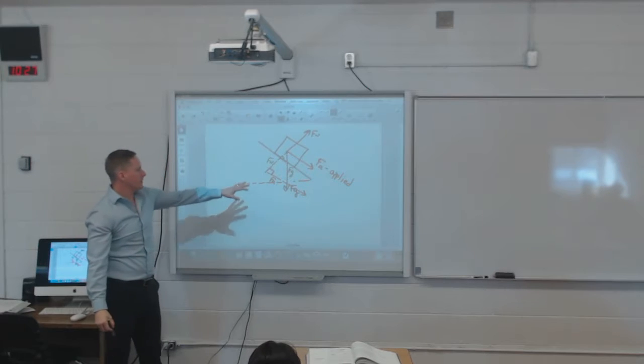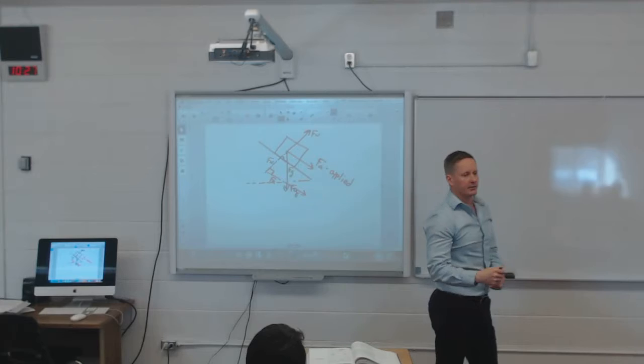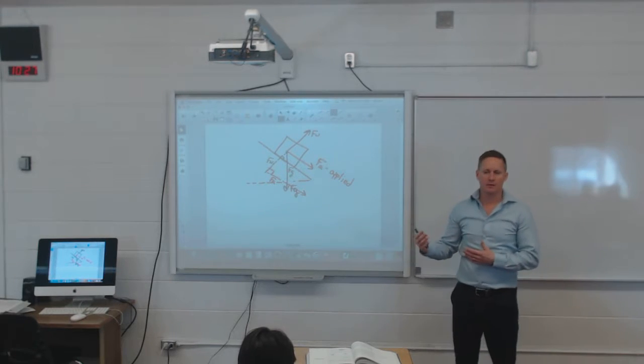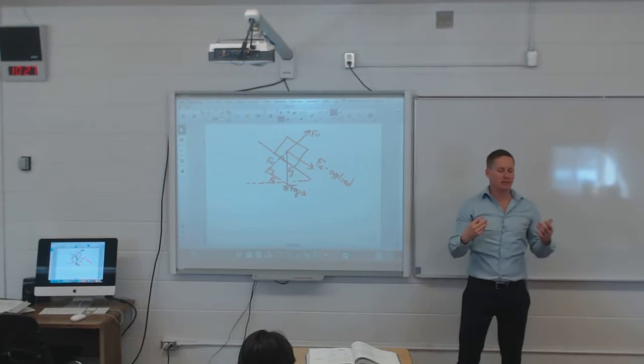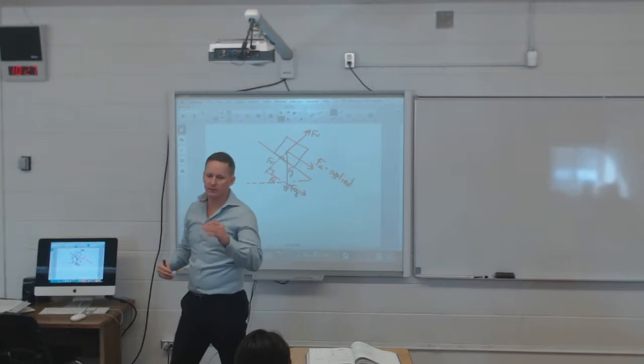What have I created down below here? A right angle triangle. That right angle triangle is going to be used to help us solve the question. For right now, we don't need to do it. We just need to know the direction of it. So the applied force is working in the direction of motion.